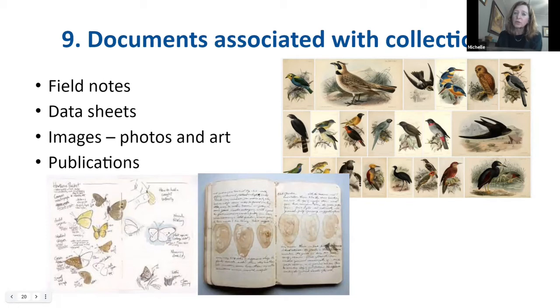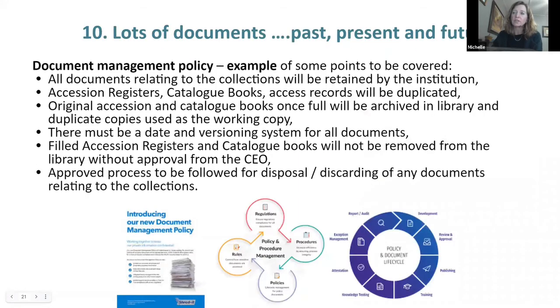And then also important are data sheets, photos and artwork done that may be associated with specific specimens. And you might have publications that came from the use of specimens. So all of this is part of the scientific value of these collections, and it needs to be managed in an archival kind of system. Okay, next slide. I think Chanel can take over here.